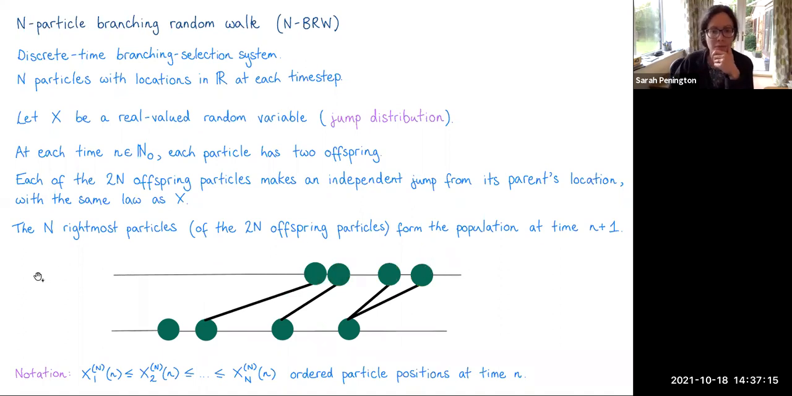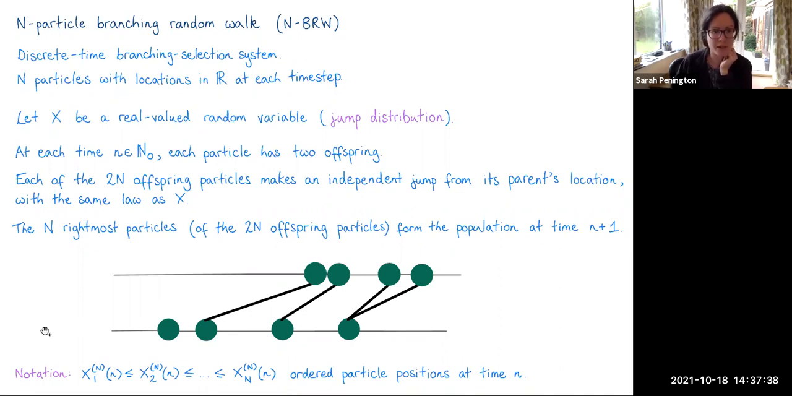So you can see from this picture that after you've had the selection step, after particles have been killed, it's possible that a particle in the previous generation has 0 surviving offspring, like this particle, or it could have exactly 1 surviving offspring, like this particle and this particle, or it could have 2 surviving offspring.